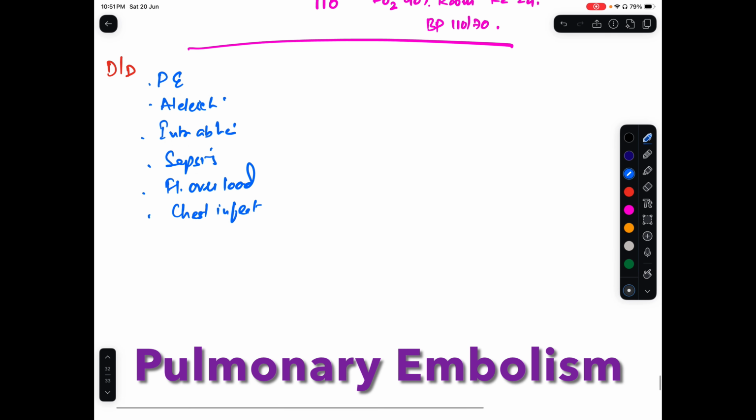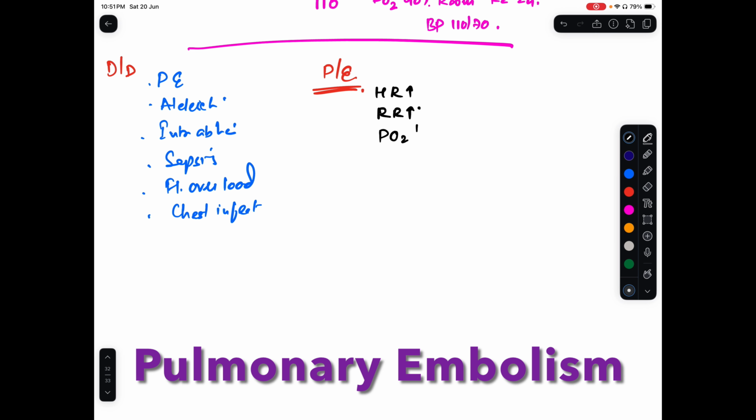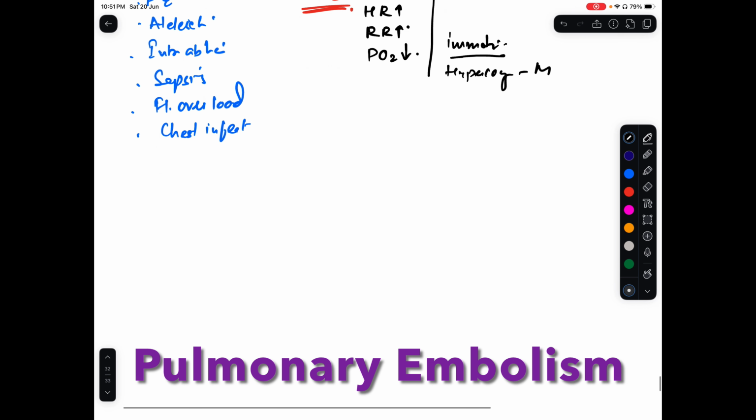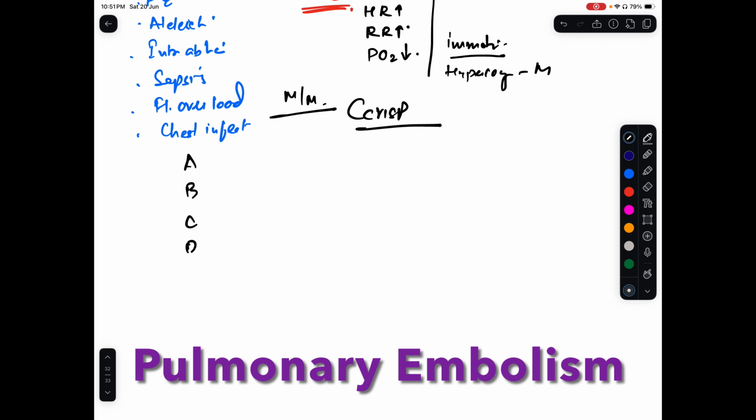Why is pulmonary embolism suspected? The patient has an increased heart rate, tachycardia, tachypnea, and PaO2 is decreased. The patient is immobilized, and there is hypercoagulability in malignancy. So the management may involve the CRISP protocol, A, B, C, D, E.